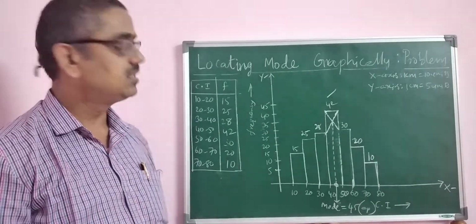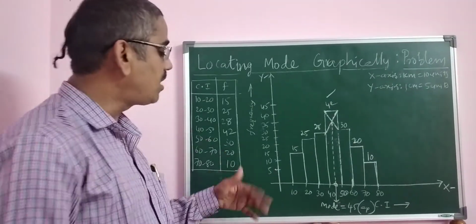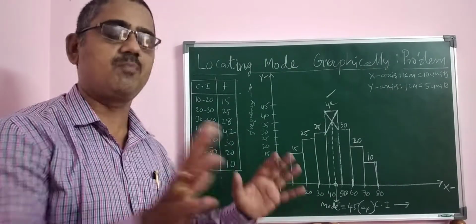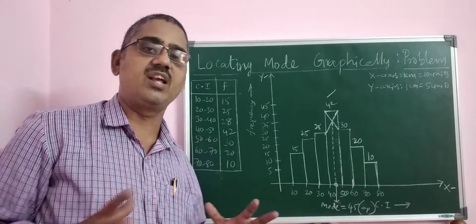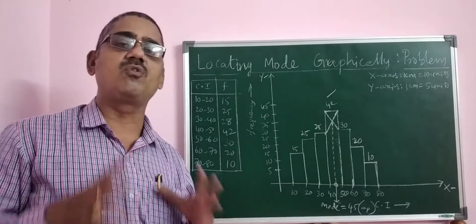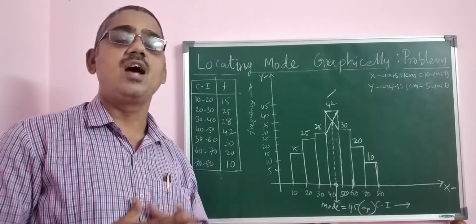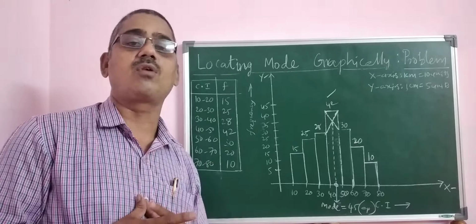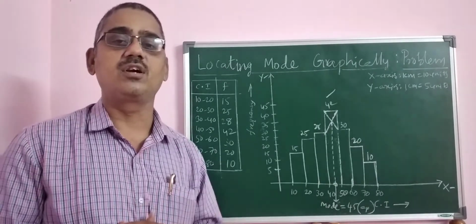Hope you understand. For this problem, I got the mode to be approximately 45. That is what I specified again. So this is the procedure of locating the mode graphically, and this is one problem we have calculated for locating the mode graphically.